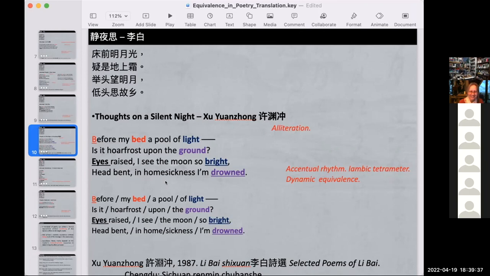Yeah, I'm not saying it sounds natural. I agree with you that it sounds unnatural. I'm not saying it's natural. "Eyes raised, headband, in homesickness, I'm drowned." All this sounds unnatural. Yes, I agree with all those who say this is unnatural. But what I am saying is that he is trying to do the impossible.